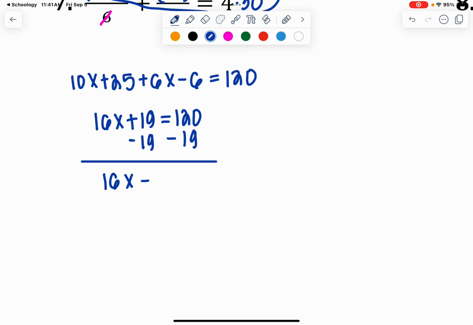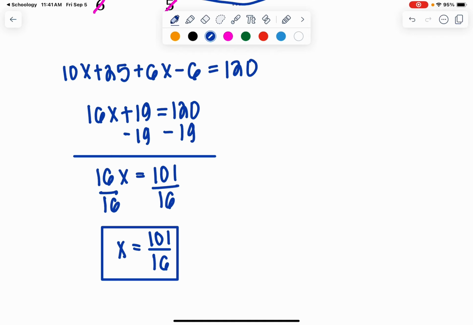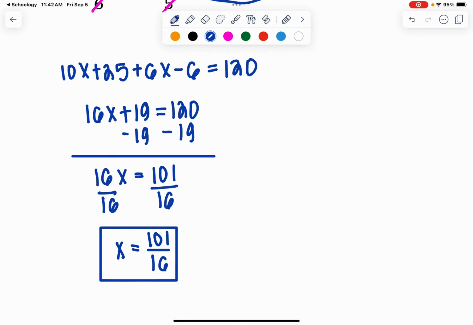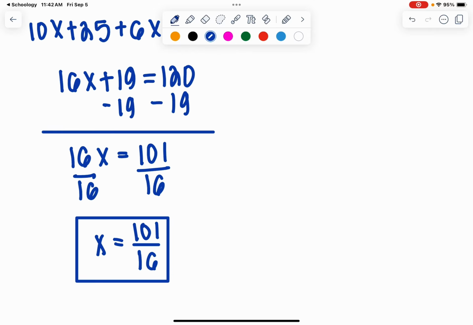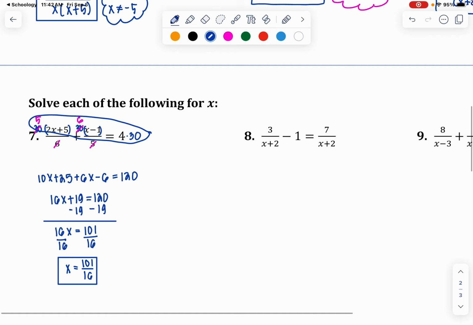16x is equal to 101, and then divide by 16. And you have x is equal to 101 over 16, which is not simplifiable. So you're just going to leave it like that. Also, we would have to check to see if this made our denominator 0, and there's no x's in your denominator, so you don't have to worry about it.